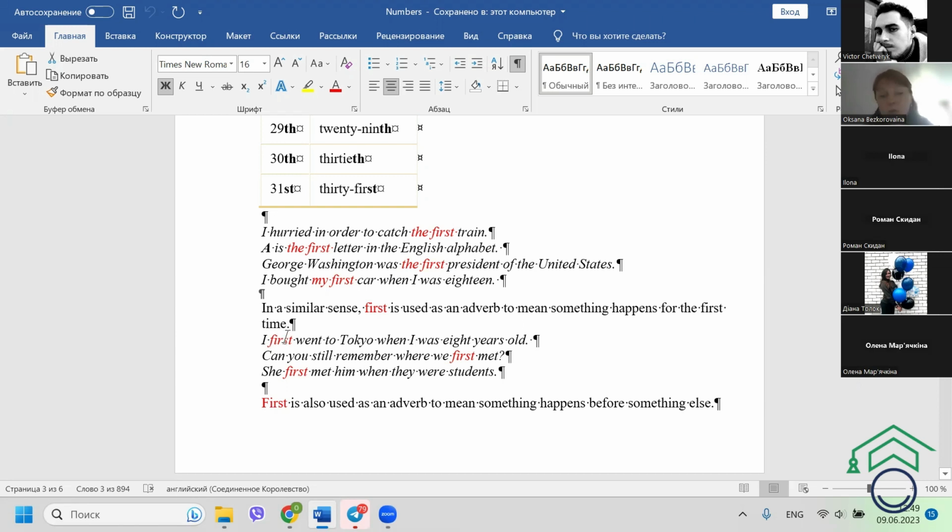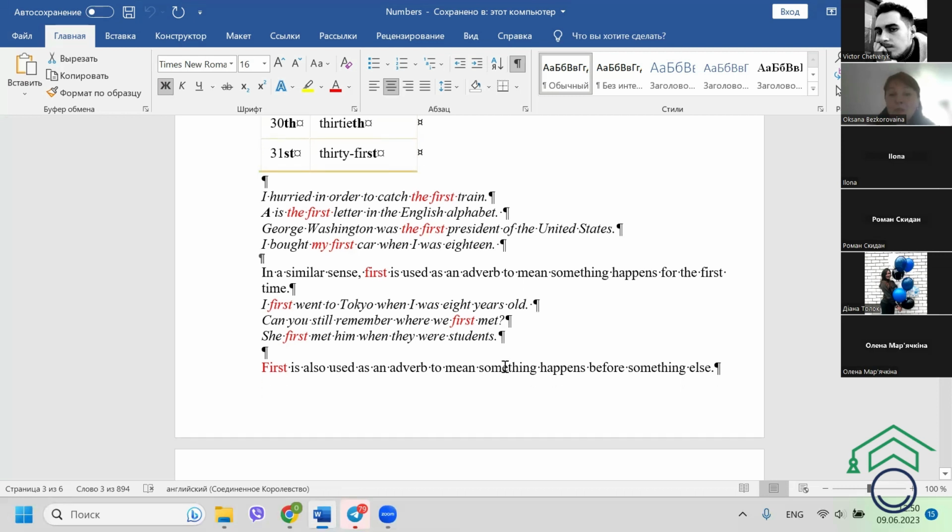У даному випадку ми слово артикль the не використовуємо, якщо у значенні "вперше". Не "перший", да? А "вперше". Okay, one more sentence, Roma. Can you still remember where we first met? Could you translate this? Чи можеш ти згадати, де ми зустрілися вперше? Правильно. Тобто, якщо щось трапляється вперше, артикль the не використовується.